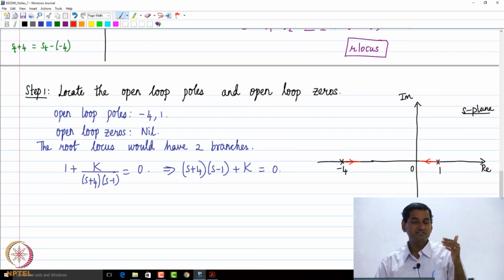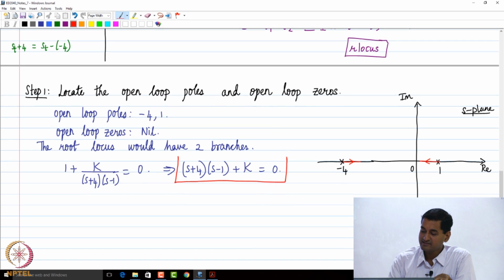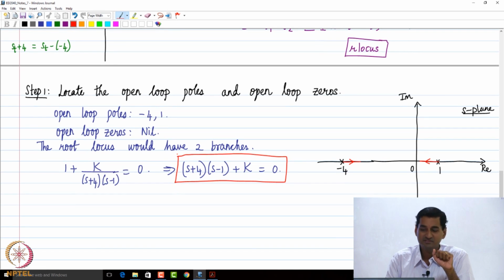Branch means it's just a locus of the closed loop pole as you vary k. Let's say you keep on plugging different values of k. Obviously, you are going to get different values of s in this closed loop characteristic equation. So the root locus essentially gives you a graphical representation of that. Because there are going to be two roots, as you vary k from 0 to infinity, how will those two roots evolve with k?